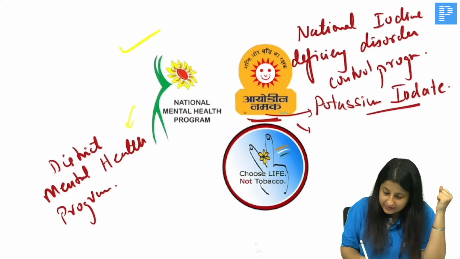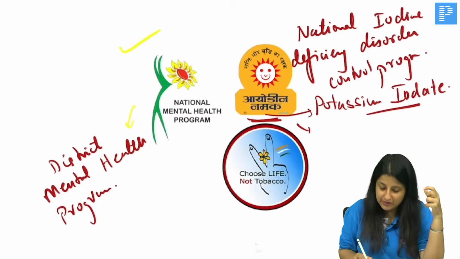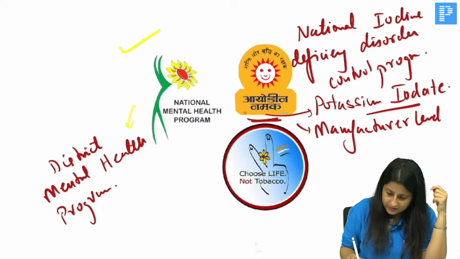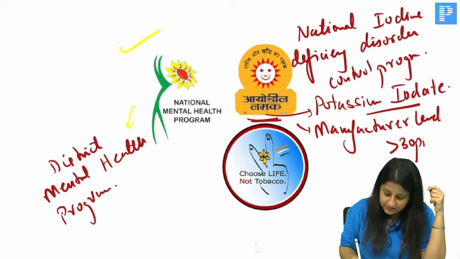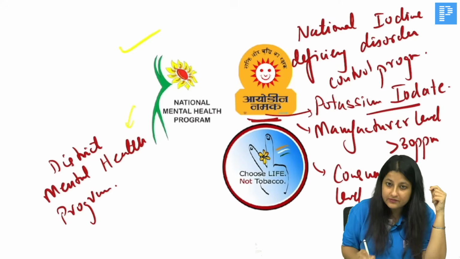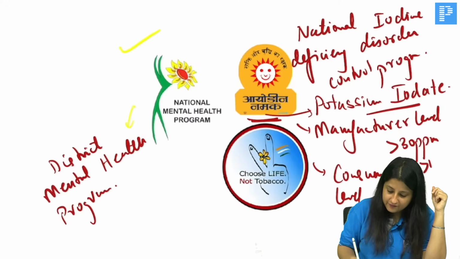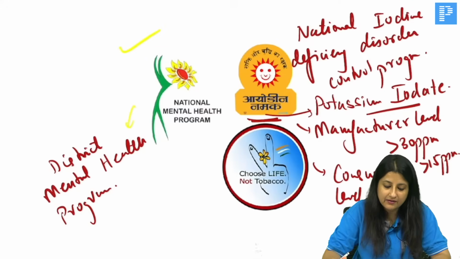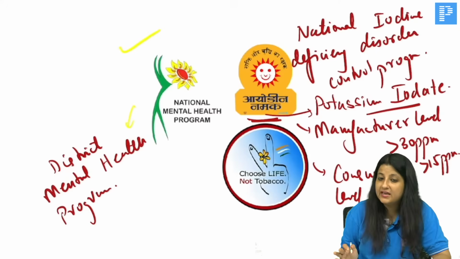And at the consumer level and at the manufacturer level, ये question पहले बहुत आता था. At manufacturer level, what is the concentration? It is more than 30 ppm. All right, and at consumer level it is 15 ppm. At consumer level it is how much? 15 ppm. At manufacturer level it is 30 ppm. At consumer level it is 15 ppm.